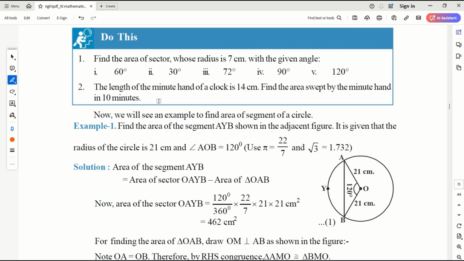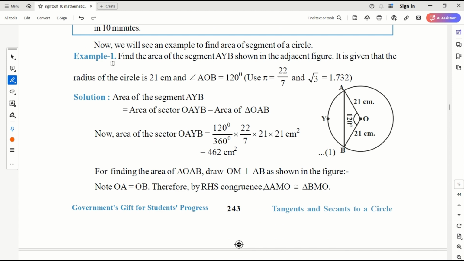That is the equation. If you want, you can calculate angle. Minute angle is how much? 360 by 60, that is 6 degrees. For 10 minutes, it will be 60 degrees. So 60 by 360. Correct? 60 degrees by 360 is nothing but again 1 by 6 into pi r square. That's the value. Let's do some examples here.